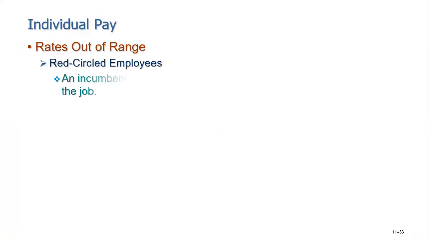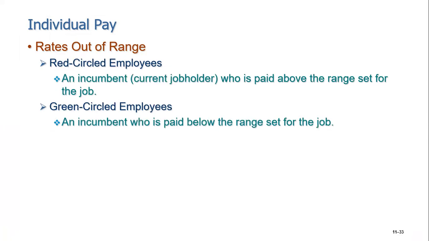Individual pay. These are again the same things we discussed in the market line when we were talking about market surveys. The red lines refer to current employees who are paid above the range set for the job. These are the outliers, paid more, which is why they are referred to as red-circled employees. Green circle employees are those who are paid below the range. So these people are really good, very satisfying employees.